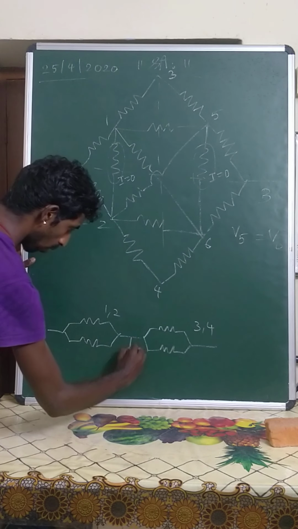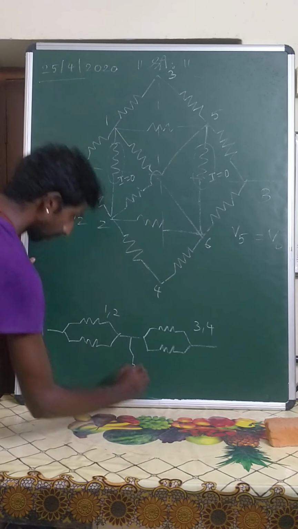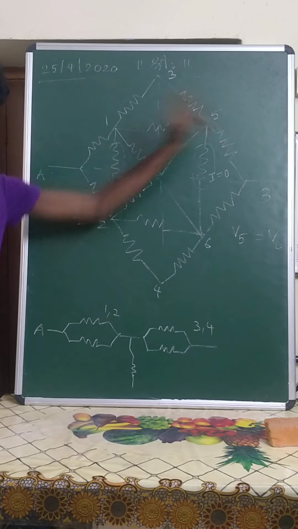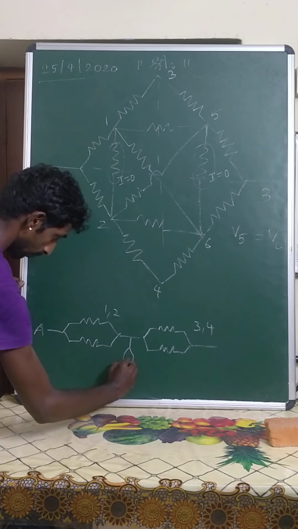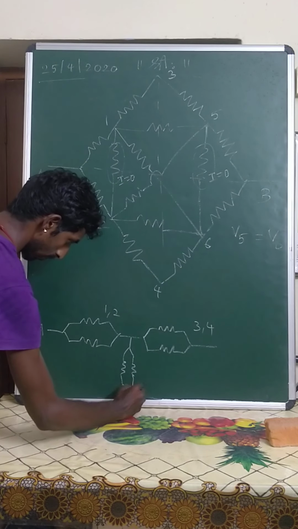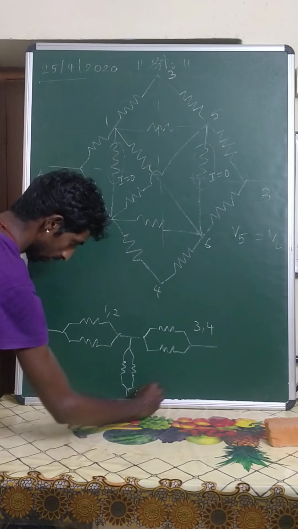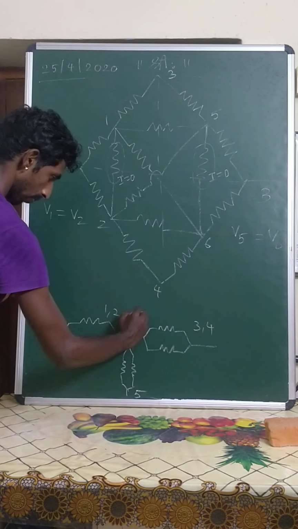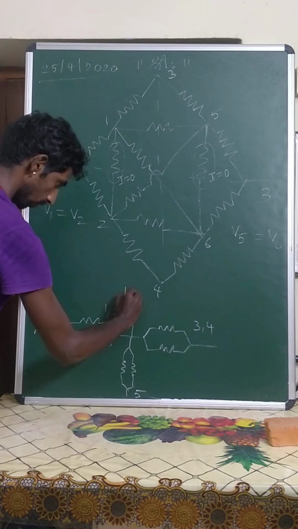So I can draw 1 towards 5, 2 also towards 5. Okay, this is towards 5. Similarly 1 towards 6.